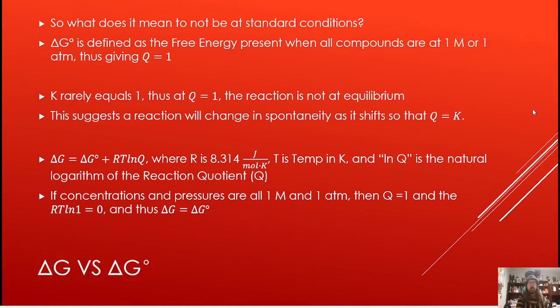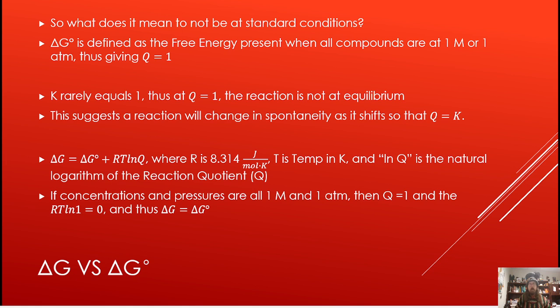So the idea here is, the slide is, what does it mean when you're not at standard conditions? What does it mean when you're not on standard state conditions? Well, the one obvious possibility is that the temperature is not at 298. It's a little bit hotter, a little bit colder, and that will affect the spontaneity of a system. But another possible thing is, what happens when not all compounds are at 1 molar and 1 atmosphere?